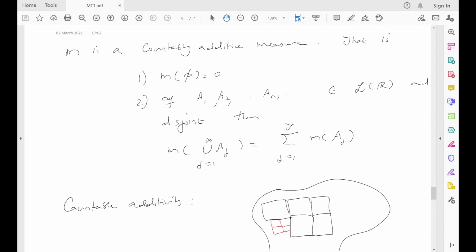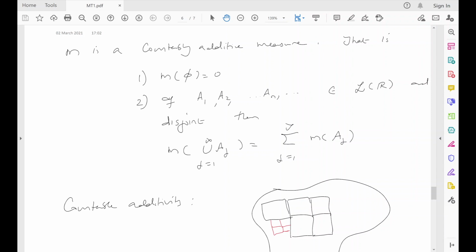Okay, now we have the Lebesgue measure, which is coming from the outer measure on the collection of Lebesgue measurable sets, which is defined using the Carathéodory definition. Now on that collection, m is a countably additive measure. That means m of the empty set is 0. So remember, the outer measure of the empty set is obviously 0, because the empty set can be covered with very small intervals, right? And when you take the infimum, you will get 0.